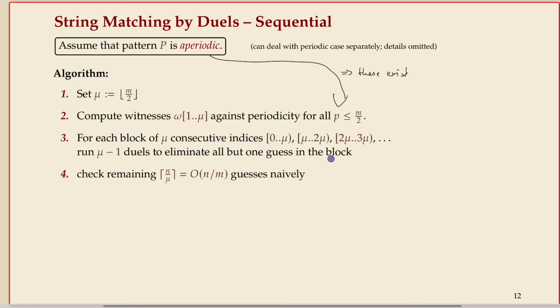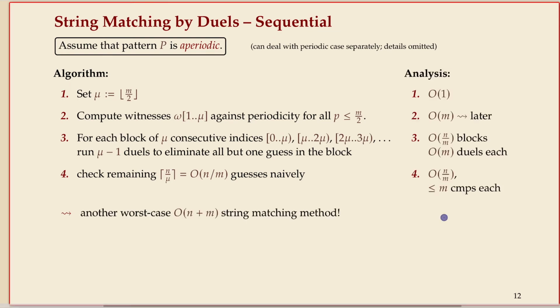We run these duels, as we've seen in the example. So out of each block, at most one guess can survive. All others are eliminated in one of the duels. And that means out of every block, we only have one guess left. So we can check all of those roughly n divided by m guesses naively and still stay in linear time in the length of the text. Okay, that's the idea. This is all sequential for now. We haven't touched on parallelism yet.